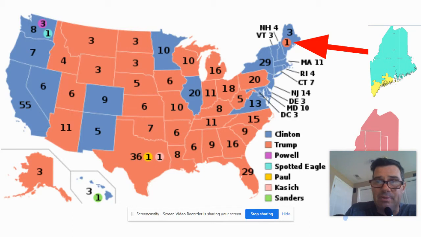So this is the map here from 2016. Just take a note of Maine. Look at the little map of Maine that has green and yellow in the upper right-hand corner. The greenish color, that's the 2nd congressional district. That makes up most of Maine, but it's very rural. You're going to see probably more moose up there than people. That 1 congressional district gave 1 vote to Trump because it's not winner take all in Maine.